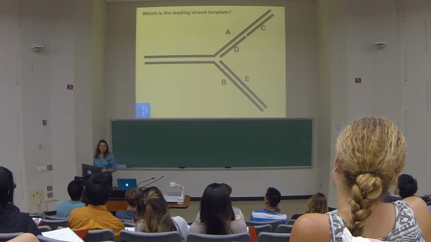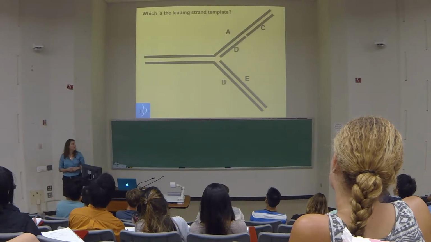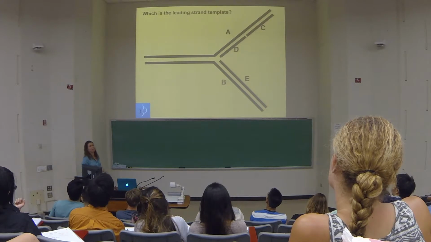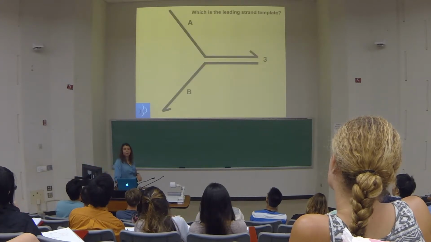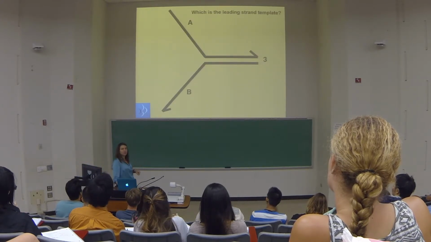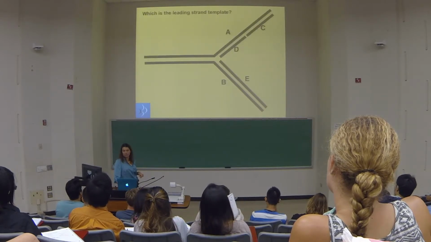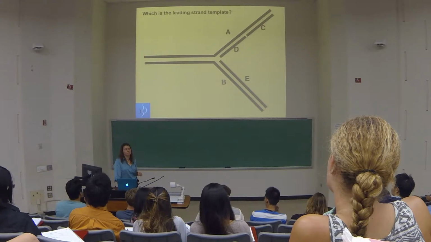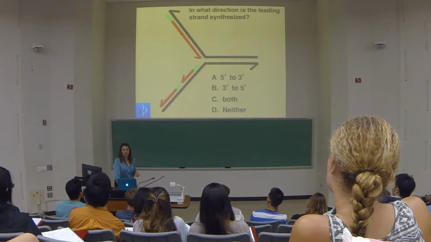What about this one? B. So all of these representations, right, particularly that one I just showed you, you have to keep track of orientation in order to be able to figure out which the leading strand is. What direction is the leading strand synthesized in?